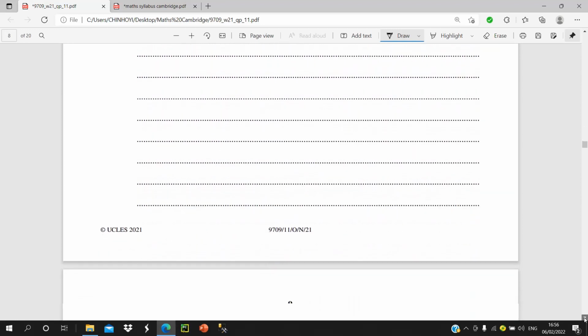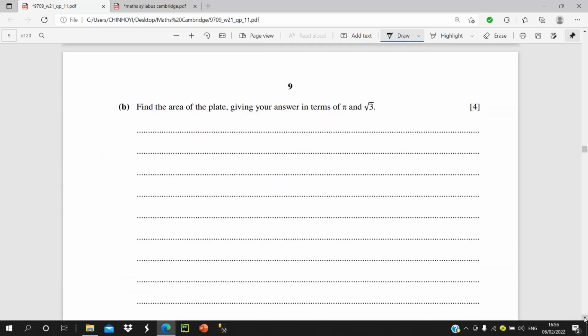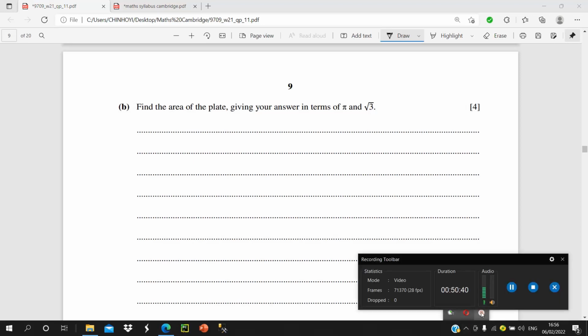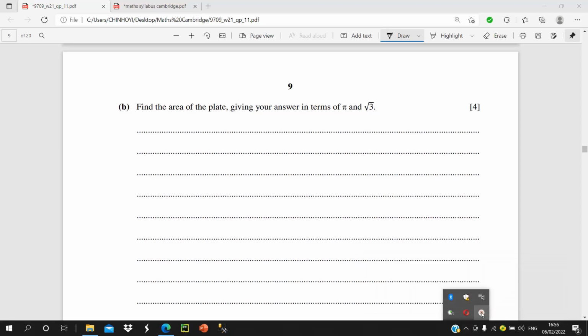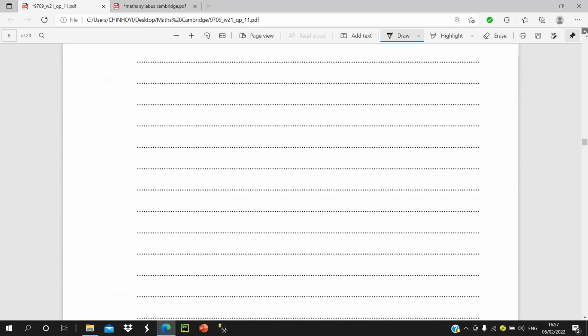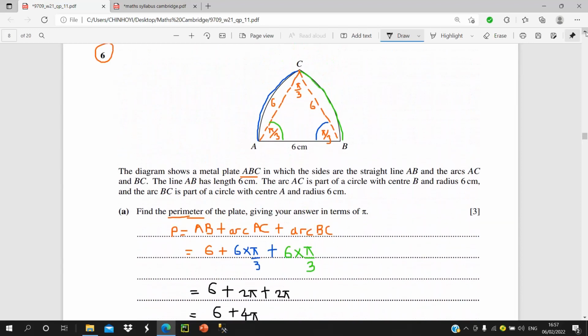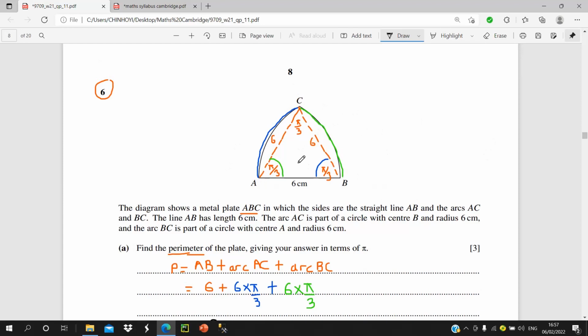Then moving on to find the area of the plate, giving your answer in terms of pi and root 3. So let's go to the diagram and see how do we find the area of the plate. How can you find the area of the plate? Maybe you can pause on this video and think, how can we find the area of that plate? After pausing, then you can replay and see if we have the same results.